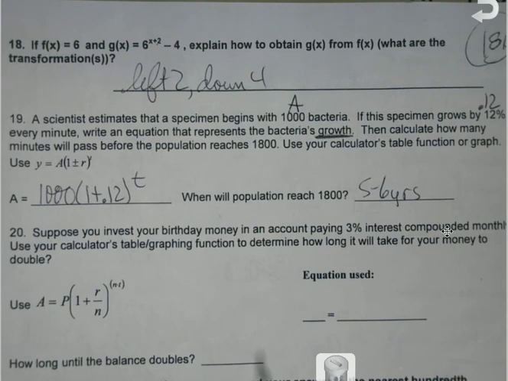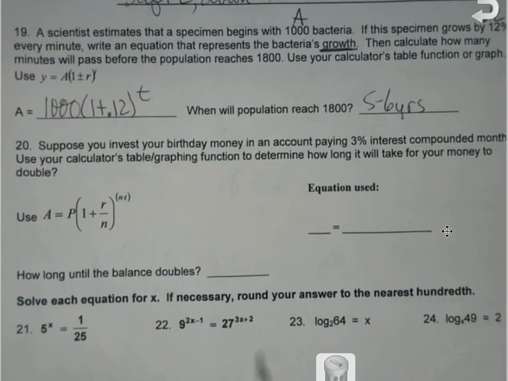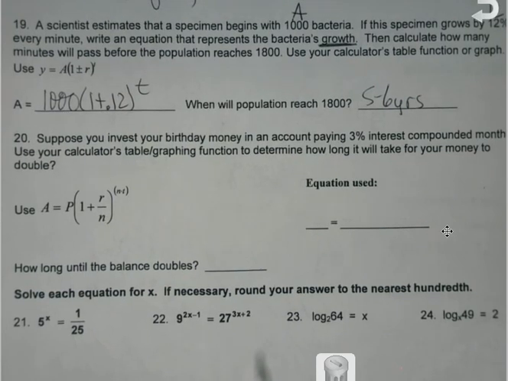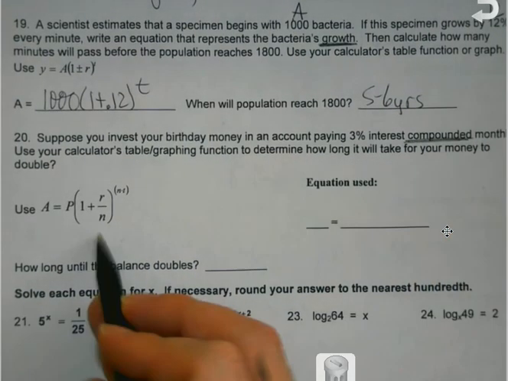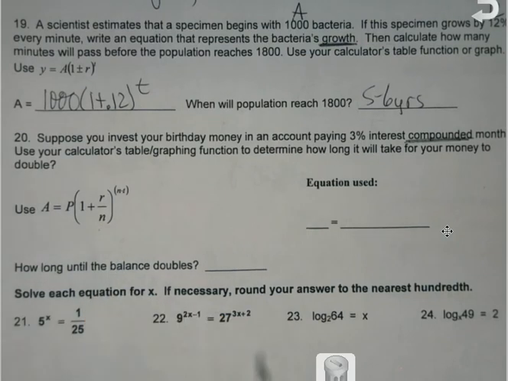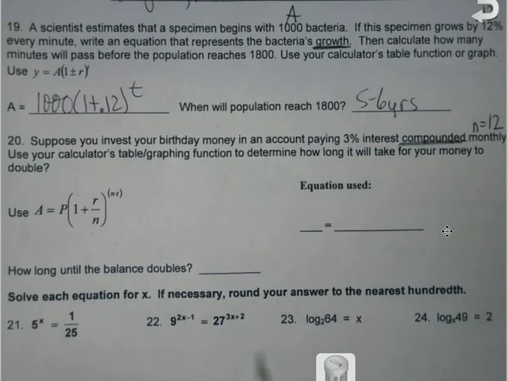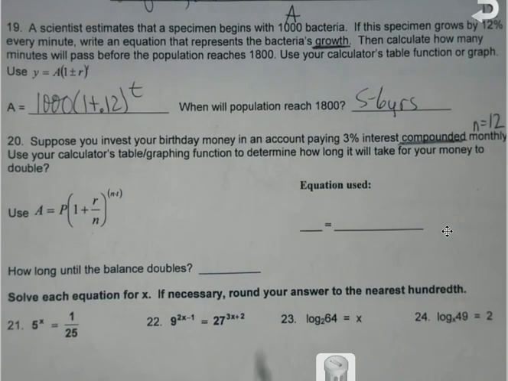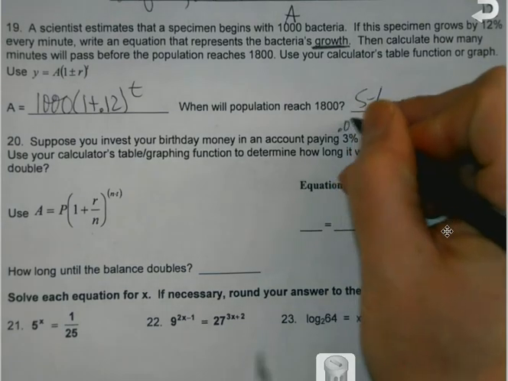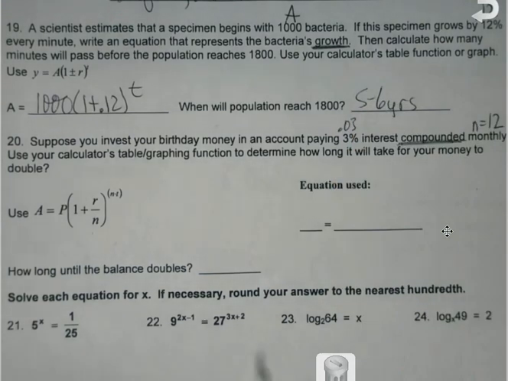Okay, 20. You're going to invest your birthday money in an account paying 3% interest compounded monthly. Compounded, so we see our equation here. Monthly. How many times does a month happen in a year? 12. Use your calculator's function to determine how long it will take for your money to double. You're like, wait a minute, they didn't tell me how much money I have. I know how much interest. I know my N. I don't know P. You get to create however much birthday money you want.